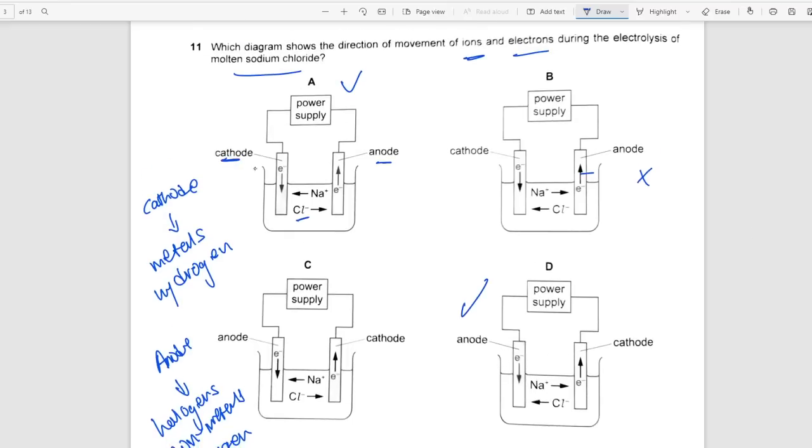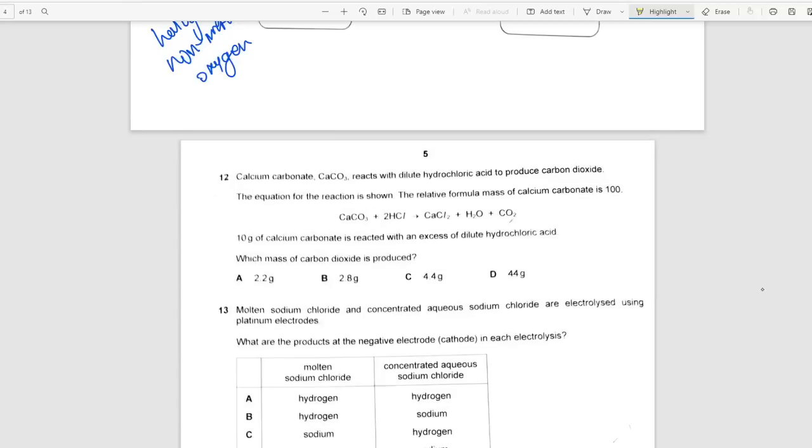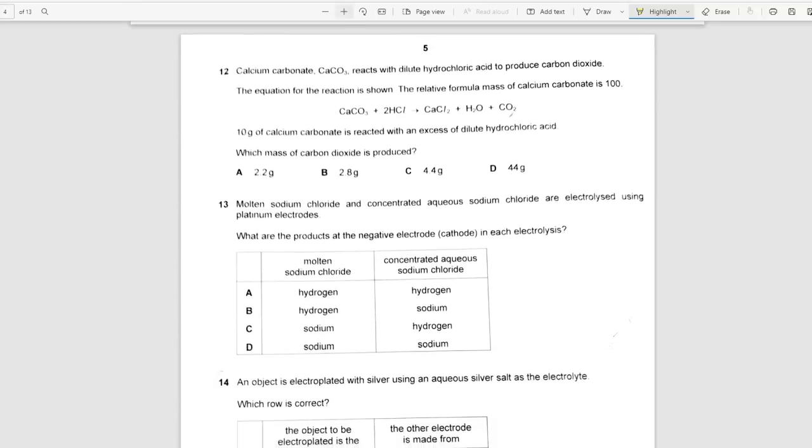Next up, the cathode, the current has to be entering, okay? And for the anode, leaving, because it's a positively charged electrode. This is negatively charged, so it has to be entering. So the answer should be A. Okay, so the answer is A. Move on to the next question.